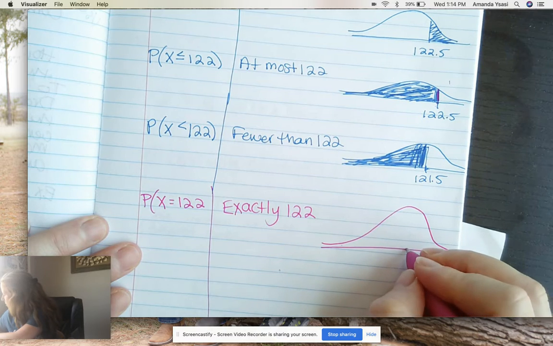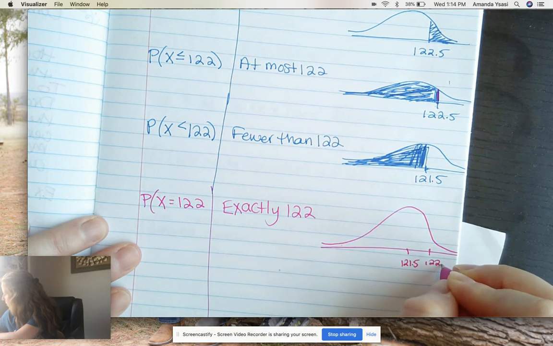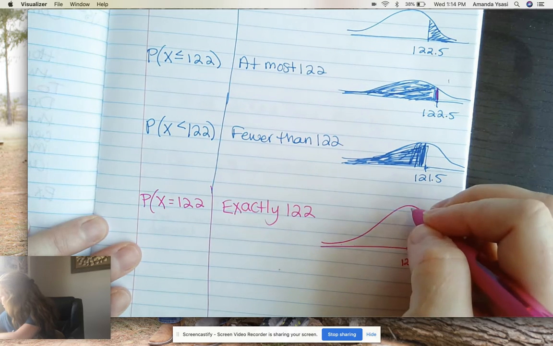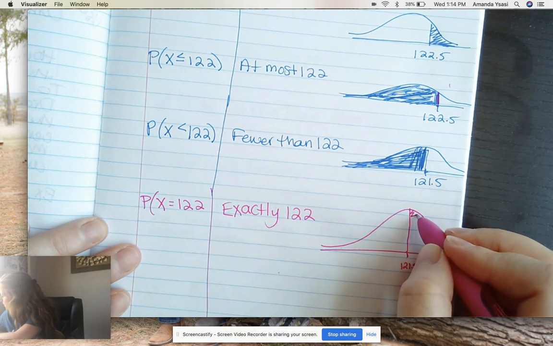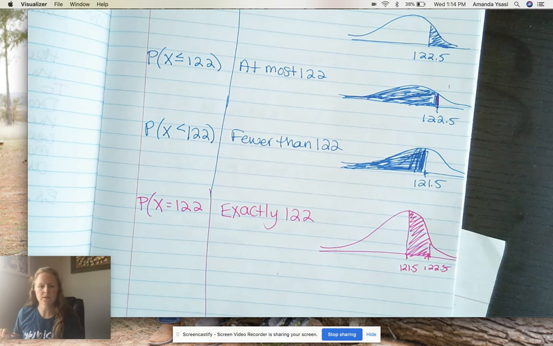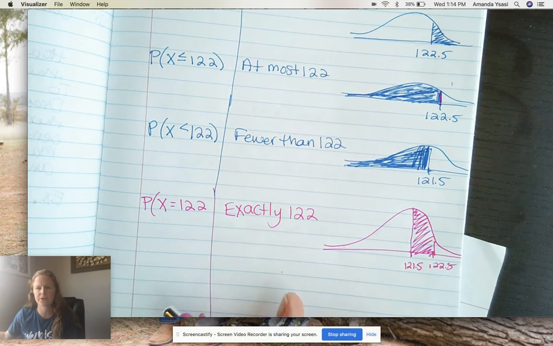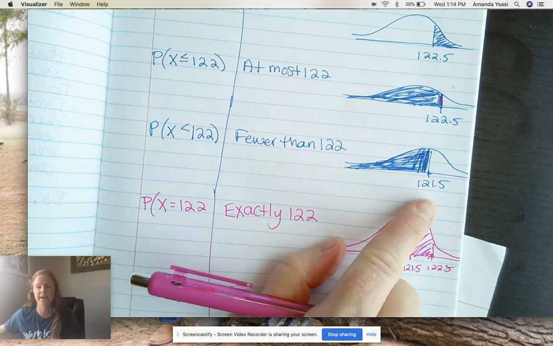This is whenever you'll do the 121.5 and 122.5. You're finding the area of this. Okay. So hopefully that makes sense. So you're going to have to look back at this chart as you're going through problems to make sure you're using the right x value.